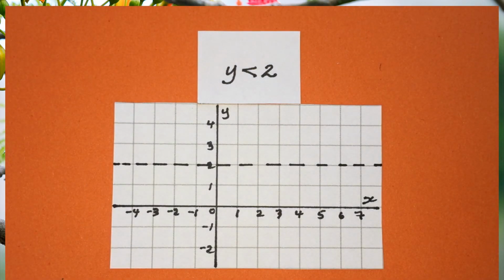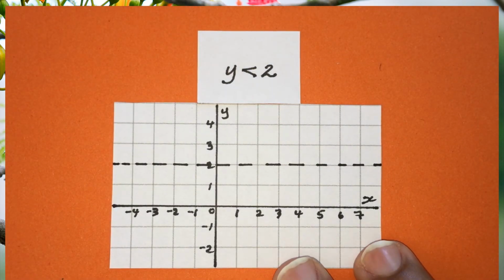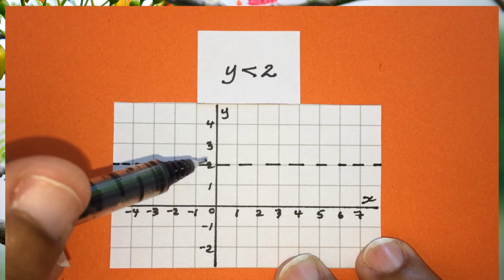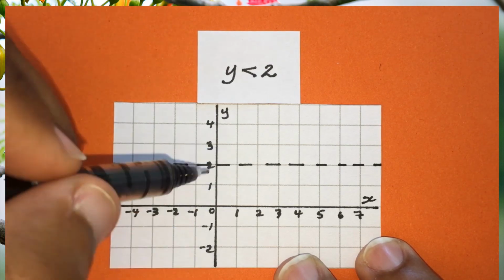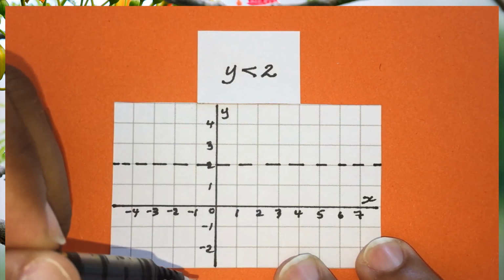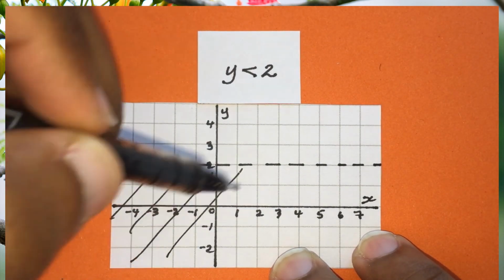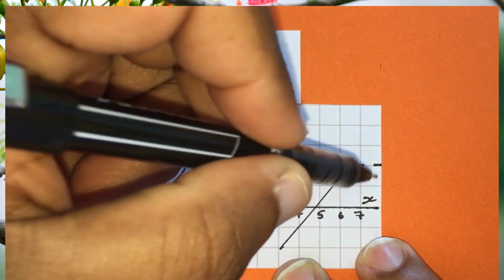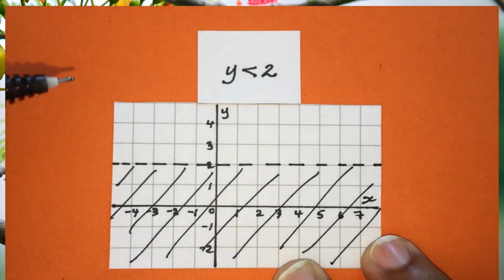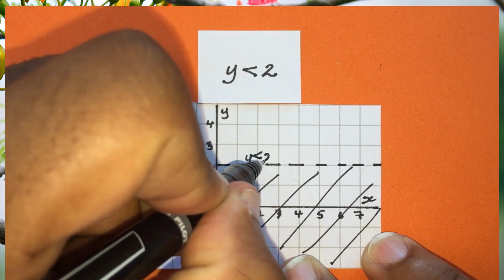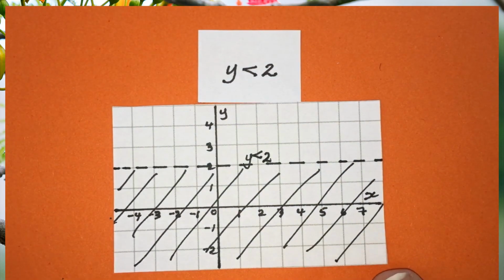And remember, the inequality says that y is supposed to be less than. So if it's less than, I need to pick a point to show that y is less than 2. So 1 is less than 2. 0 is also less than 2. So I'm shading below the line. The direction is below the line, so I'm going to shade below like this. It's easy, isn't it? And then I'm going to put y is less than 2 on the line, just like that.